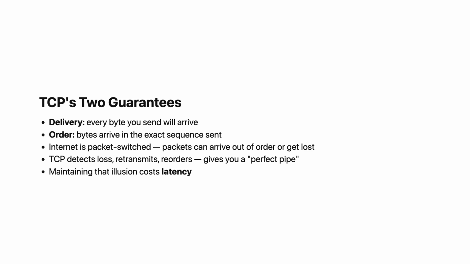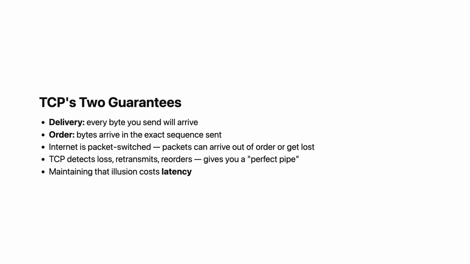The internet is a packet-switched network. Your data gets chopped into small packets, and each packet might take a completely different route to reach the server. Some packets might arrive out of order. Some might get lost entirely, dropped by a congested router or corrupted in transit. TCP handles all of this for you.